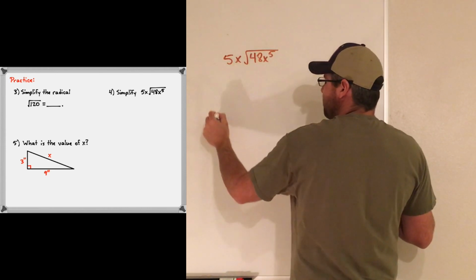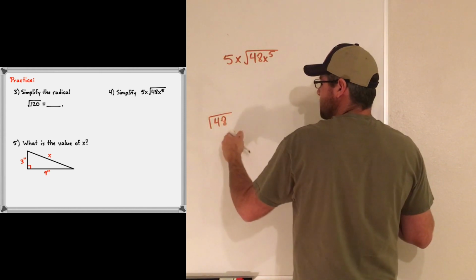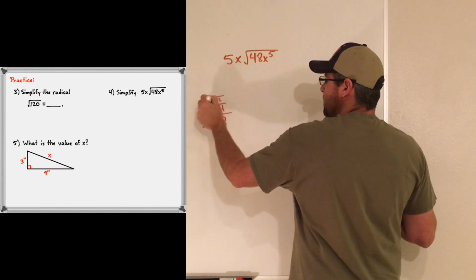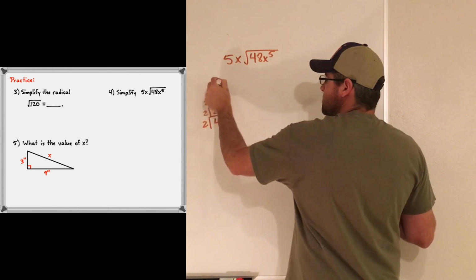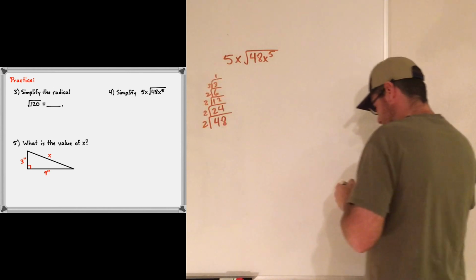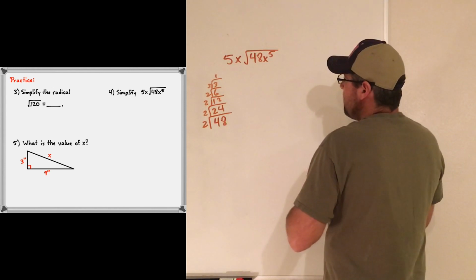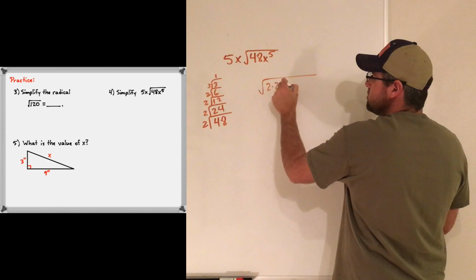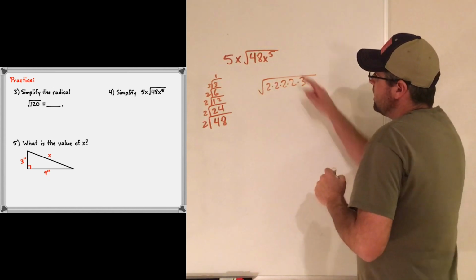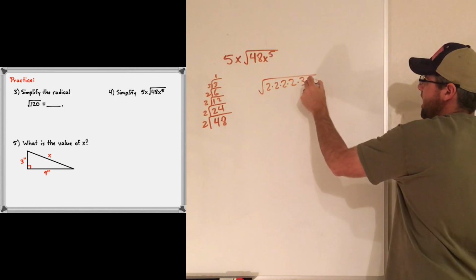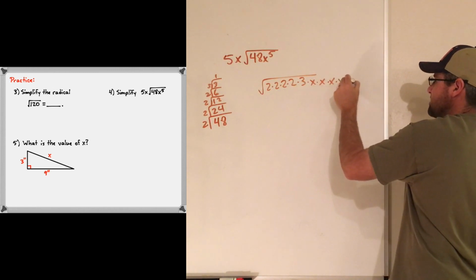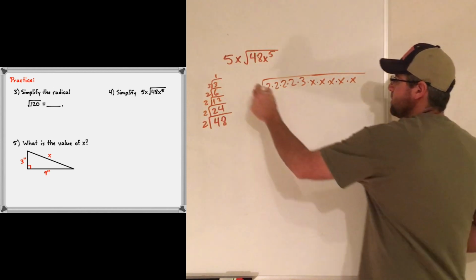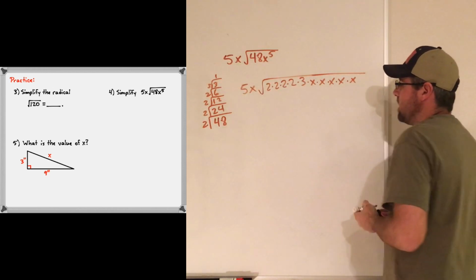So let's go ahead and factor the 48, and I'll do the cake method here. 2 times 12, 2 times 6, 2 times 3, 3 times 1. So my factors are 2 times 2 times 2 times 2 times 3. And then dealing with x to the 5th, we've got x times x times x times x times x. We're multiplying x 5 times here. And then we have a 5x outside.